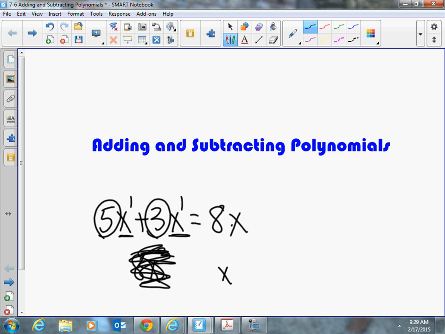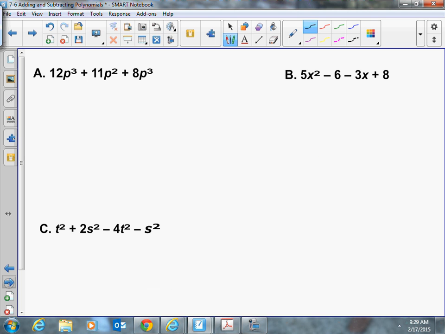Now, if we were multiplying x times x, remember that's when we get x squared. But when we are adding or subtracting terms in a polynomial, we do not change the exponent. So let's look at these three examples. My first term is a 12p cubed, third power, we call that cubed, plus 11p squared plus 8p cubed.